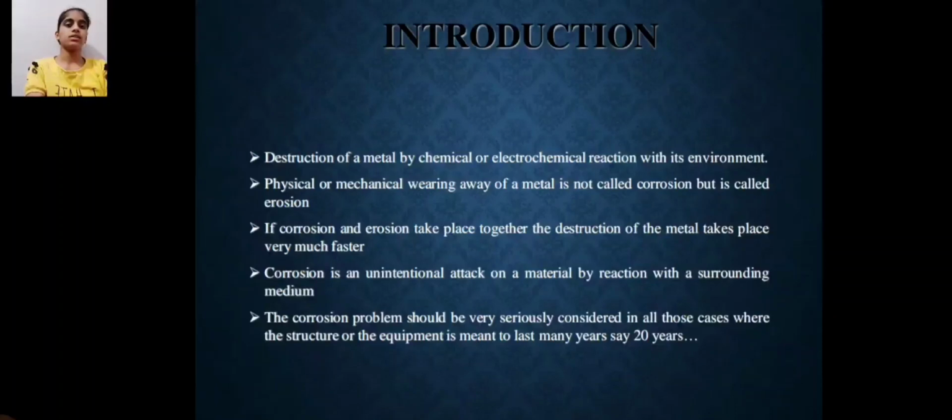Introduction. Destruction of a metal by chemical or electrochemical reaction with its environment. Physical or mechanical wearing away of a metal is not called corrosion, but it is called erosion. If corrosion and erosion take place together, the destruction of the metal takes place very much faster.